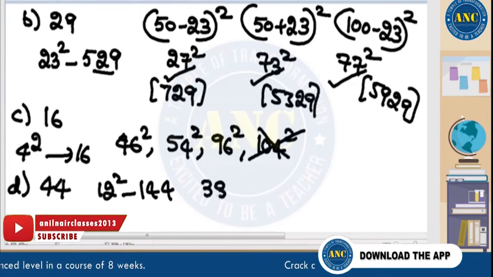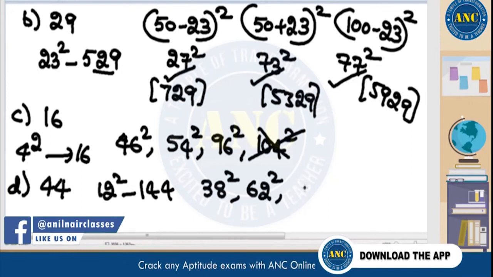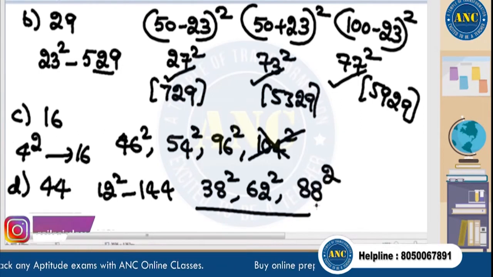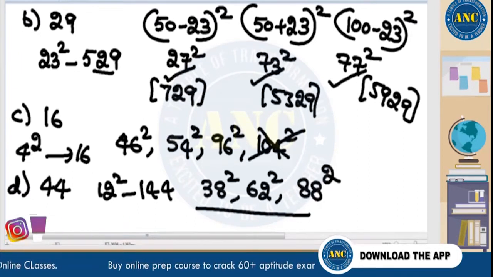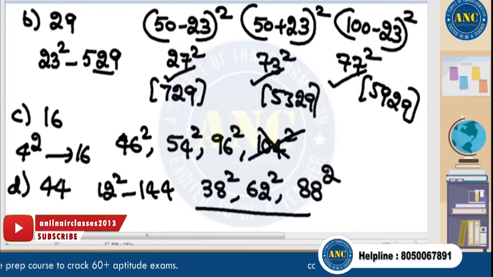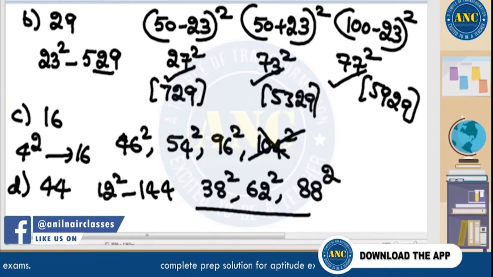50 minus 12, 38 square. 50 plus 12, 62 square. 100 minus 12, 88 square. What is the answer? 3. Answer is 3. I hope it is clear. Start creating your own questions.